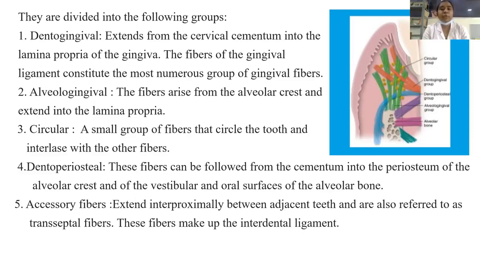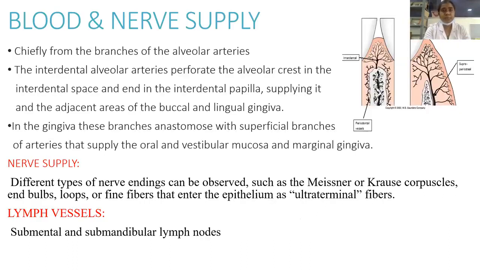Circular fibers are a small group of fibers that circle the tooth and interlace with other fibers. Dentoperiosteal fibers run from the cementum into the periosteum of the alveolar crest and of the vestibular and oral surfaces of the alveolar bone. Transseptal fibers extend interproximally between the adjacent teeth. These fibers make up the interdental ligament.